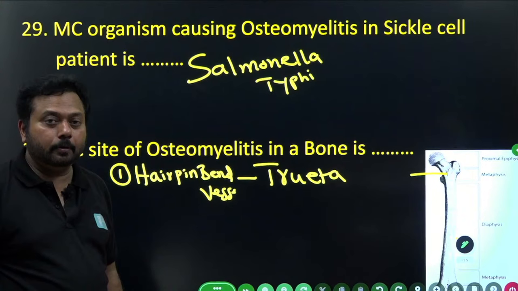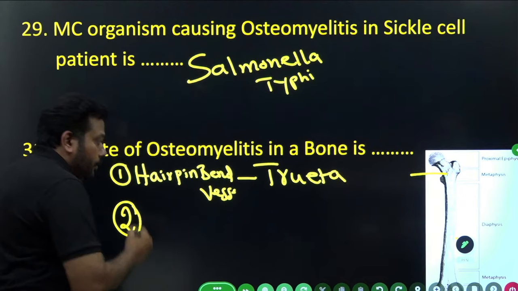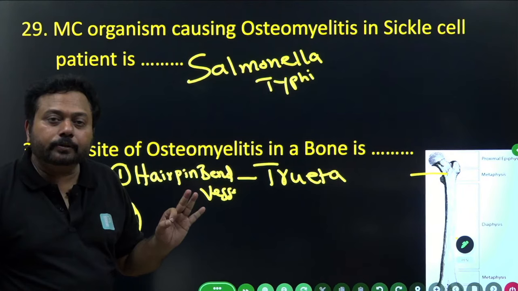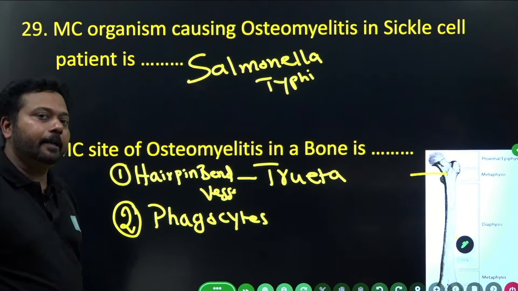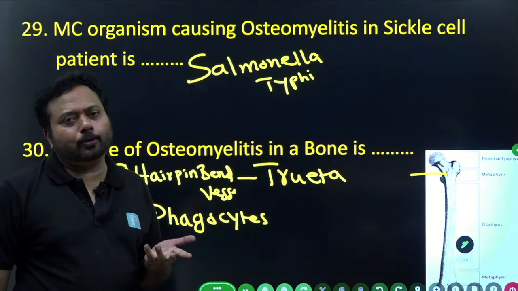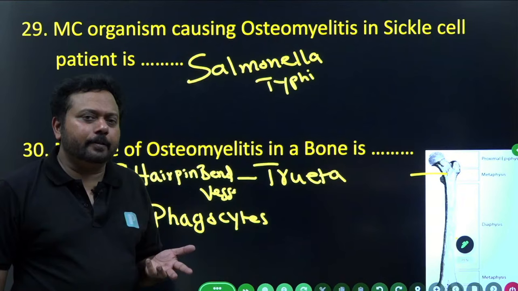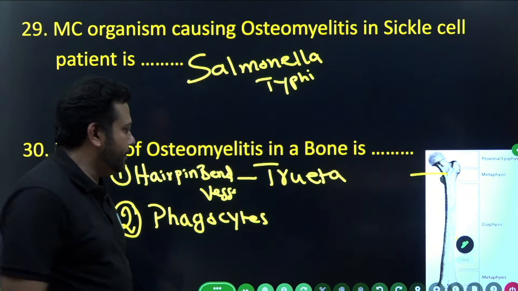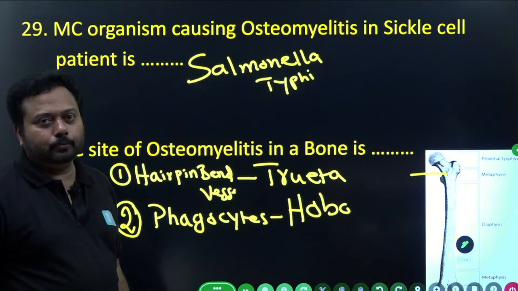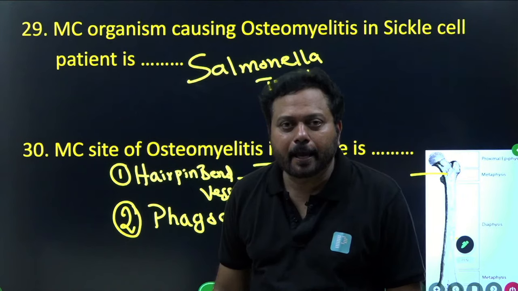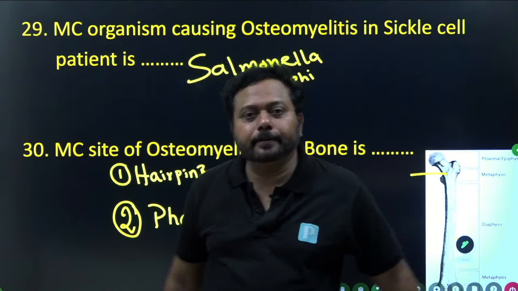Number two: in the metaphysis, phagocytes are deficient. You know pretty well, to kill any organism, what is important? Phagocytosis. So phagocytosis won't happen that easily in the metaphysis. So the organism can jump out and grow there. This is called Hobo's hypothesis, H-O-B-O. There are six hypotheses, dear friends; at least we should know these two. These are proven hypotheses. Trueta's and Hobo's hypotheses explain very clearly why osteomyelitis is common in the metaphysis. Okay, good.